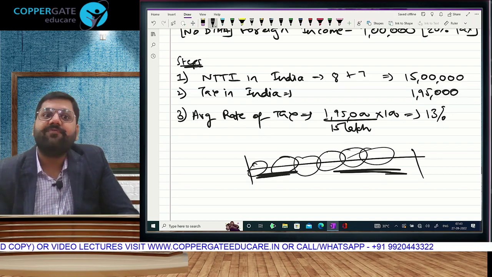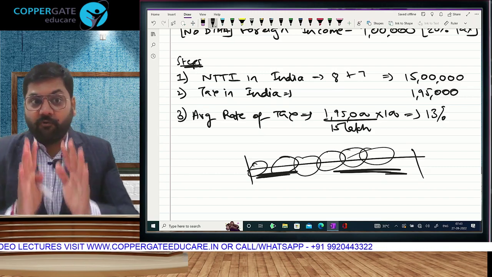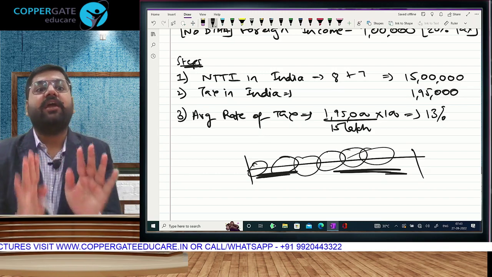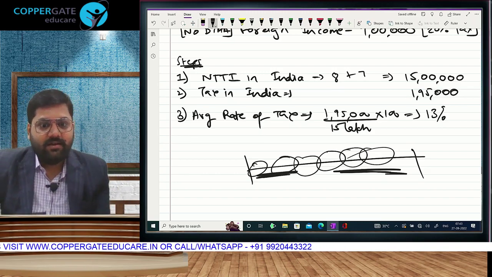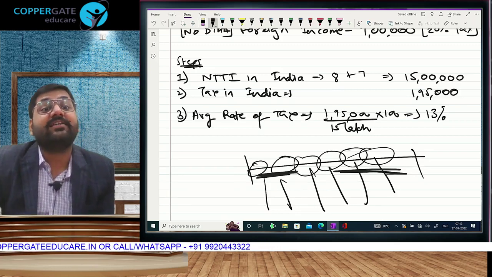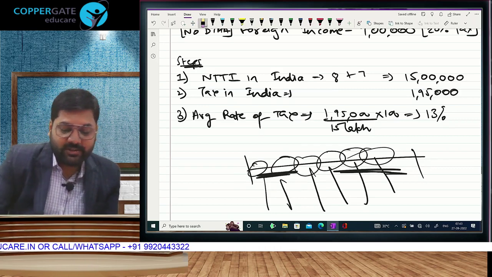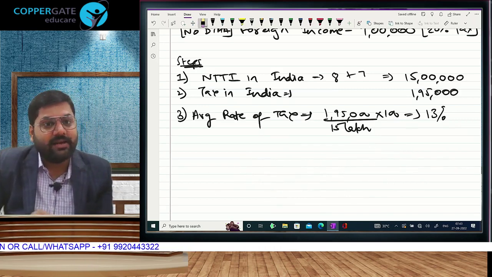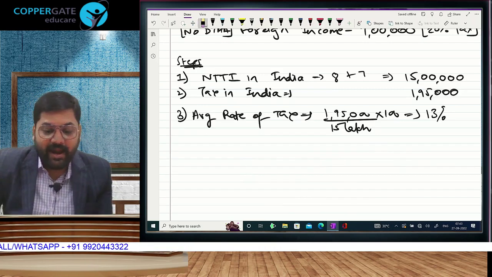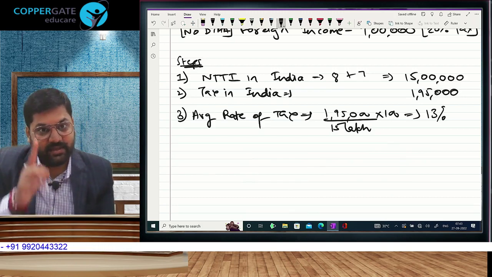What is the significance of this 13? Now if I ask you, what is the rate of tax in India? It is not 0, 5, 10, 15, 20, 25. India's tax rate is 13%. If you take 15 lakhs on your calculator, that's the total income of the assessee, and you apply 13%, you directly get the Indian tax liability. Yes or no?